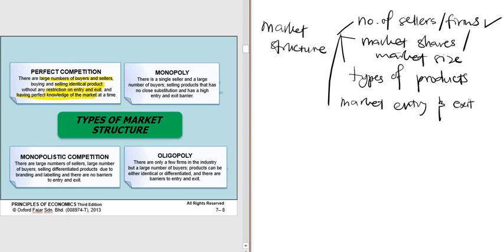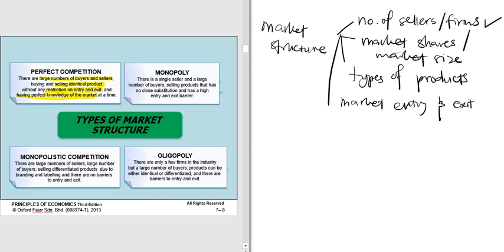Meaning they know the price that they have to set for the product that they sell, and they know what prices are set by other sellers, and how many sellers there are in the market. So the knowledge about the market is perfect among the sellers. They know everything about the market and so on. So that is perfect competition in general. Later on, I'm going to look at the characteristics in detail. So what is an example of a perfect competition market?